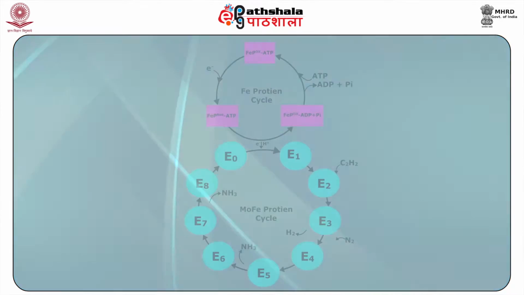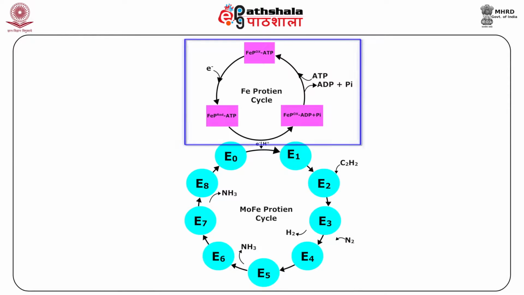The role of iron protein in nitrogenase is to transport electrons one at a time to the molybdenum iron protein in a process coupled with the hydrolysis of two magnesium ATP molecules. In the nitrogenase mechanism, iron protein participation can be considered to operate in a 3-stage cycle known as the iron protein cycle.